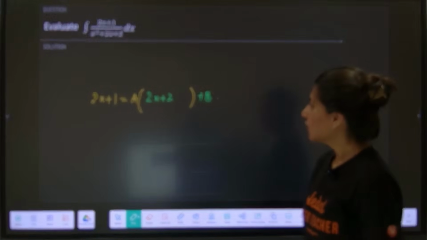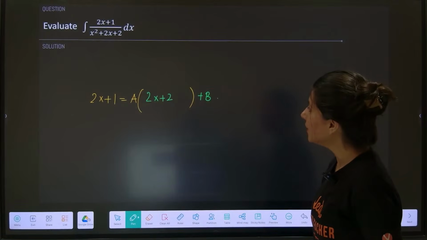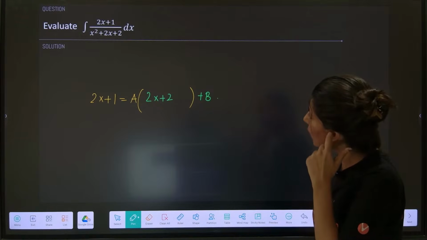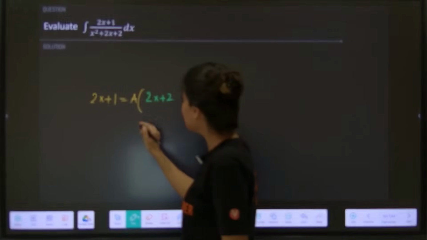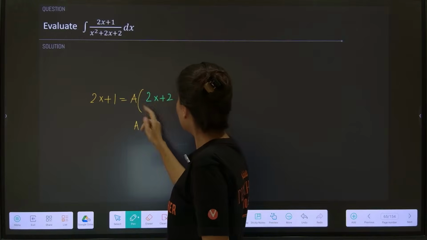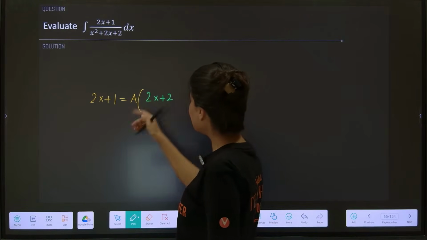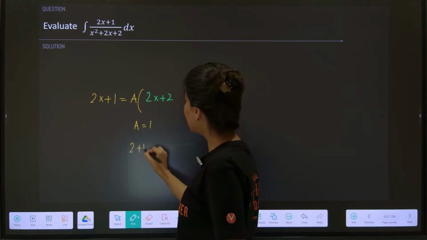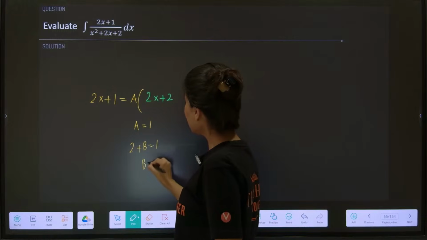Okay. So what will happen? Now tell me. So ma'am, clearly compare 2ax. So a is equal to 1. 2a plus b is 1, so 2 plus b is 1. So b is minus 1.